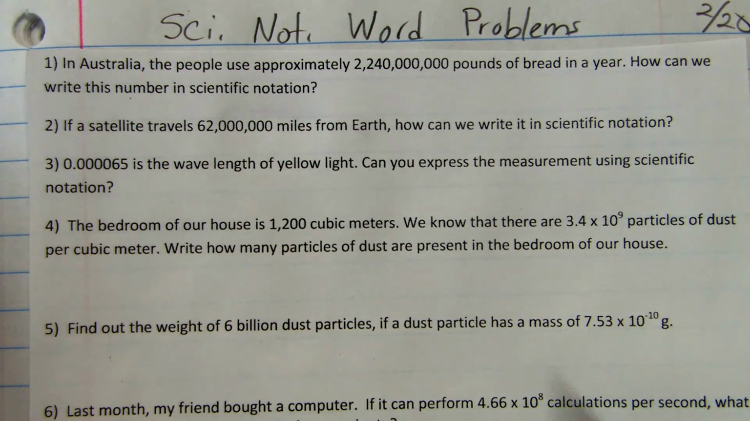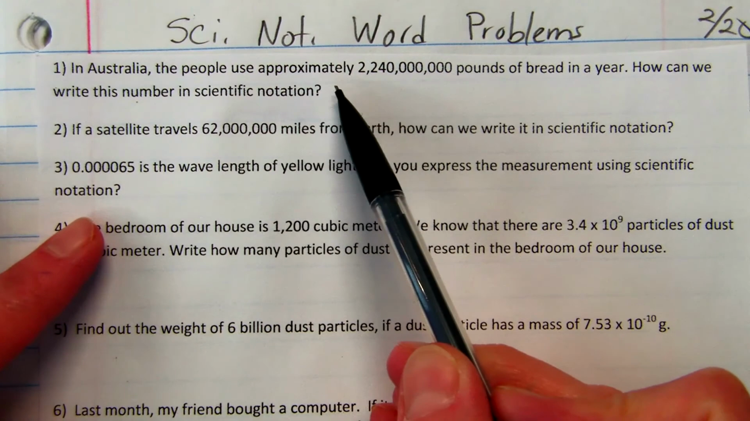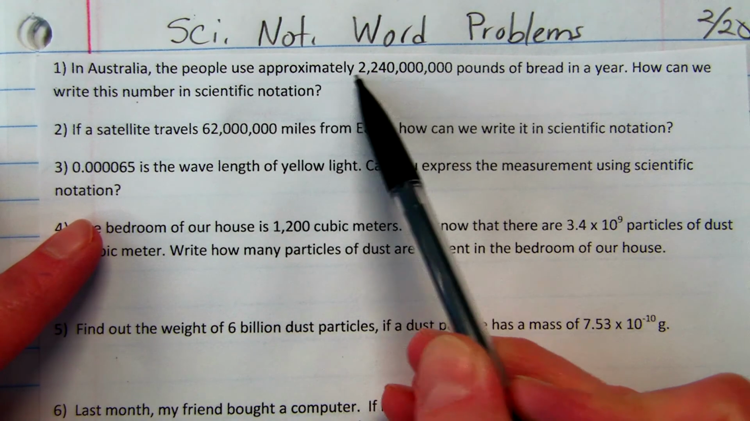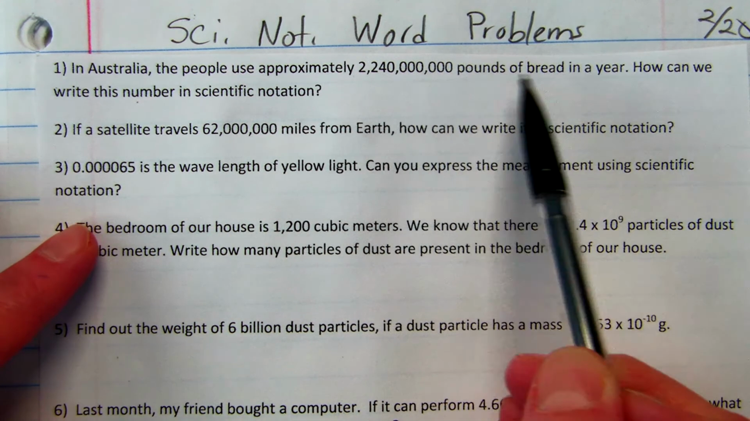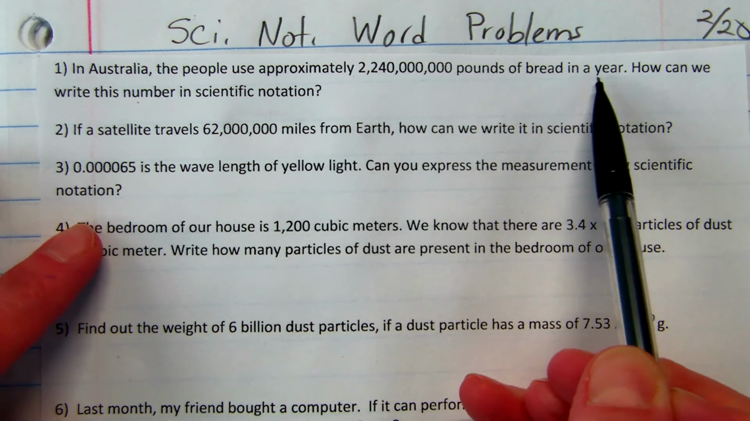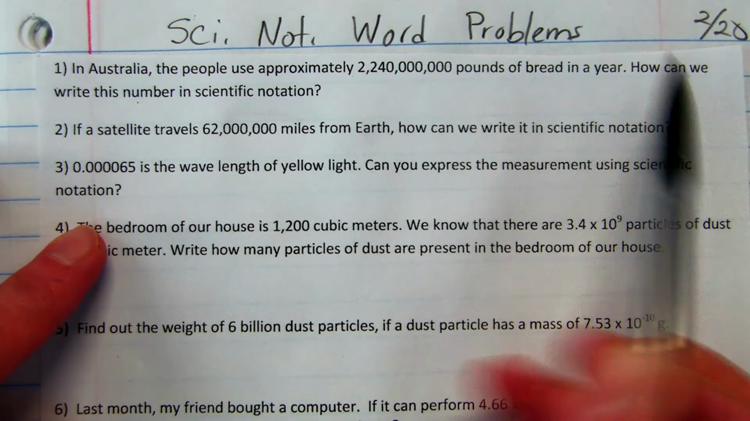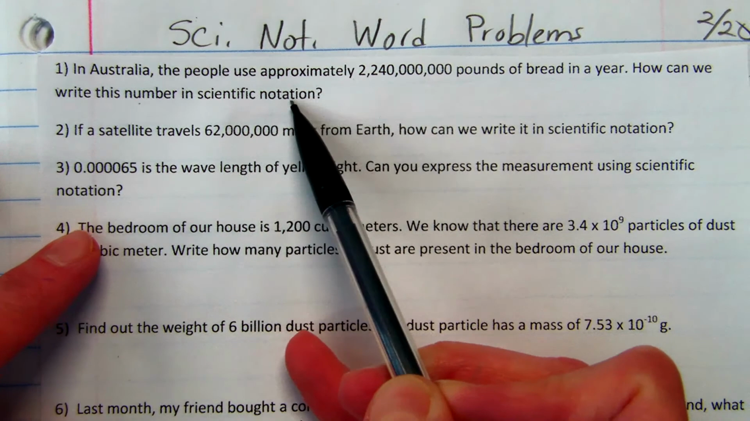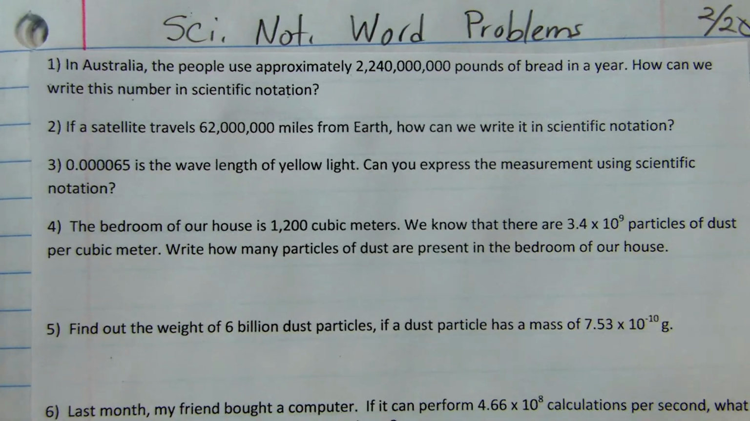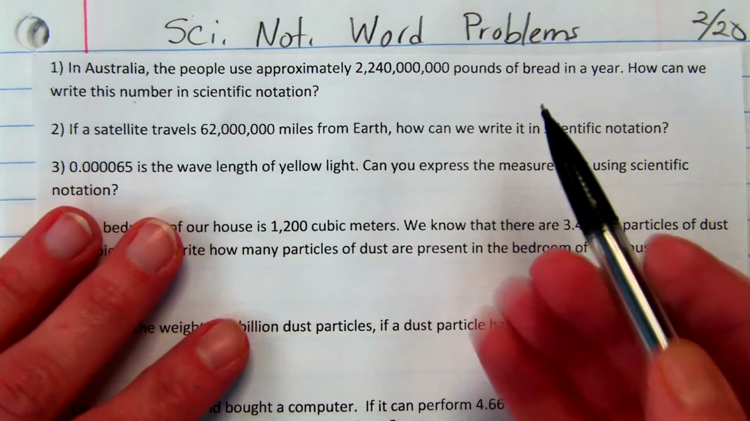1. In Australia, the people use approximately 2,240,000,000 pounds of bread in a year. That's a lot. How can we write this number in scientific notation? So this one, all they want us to do is take this number and write it in scientific notation.